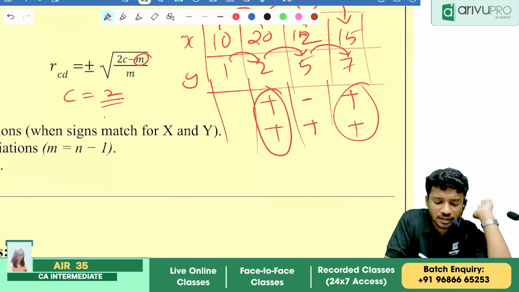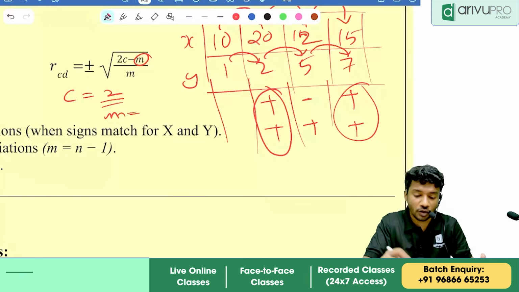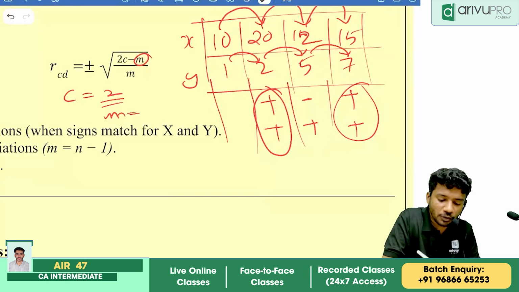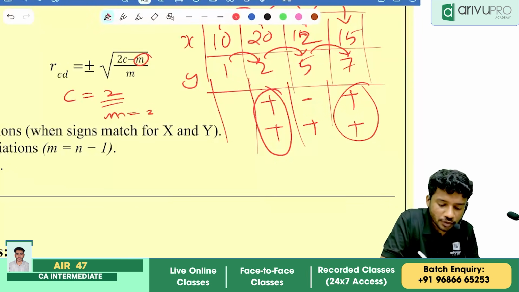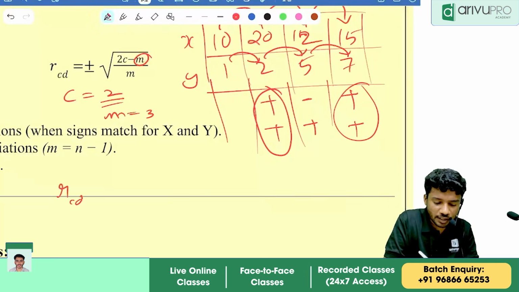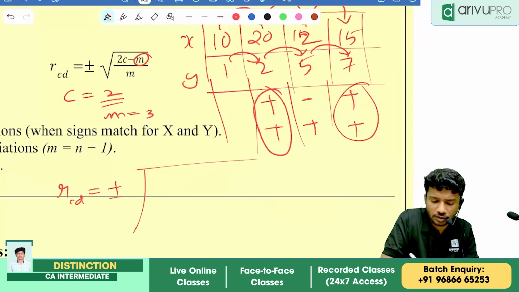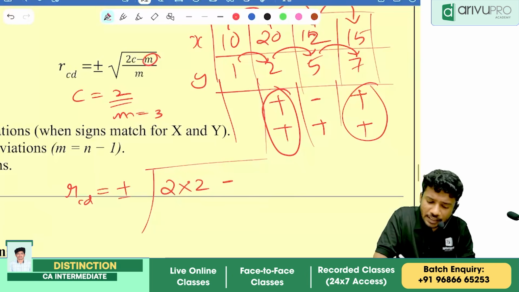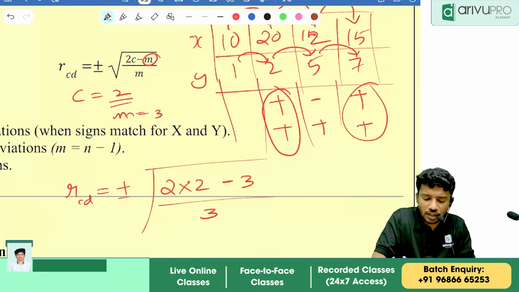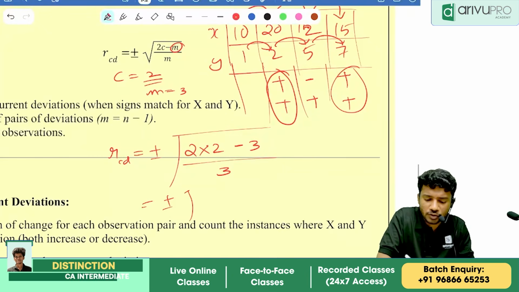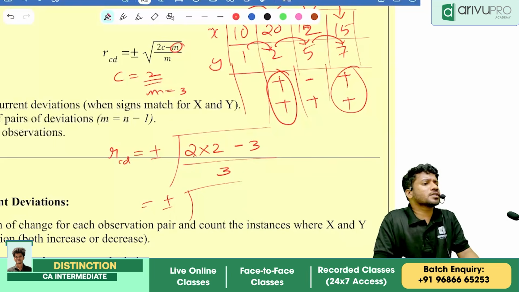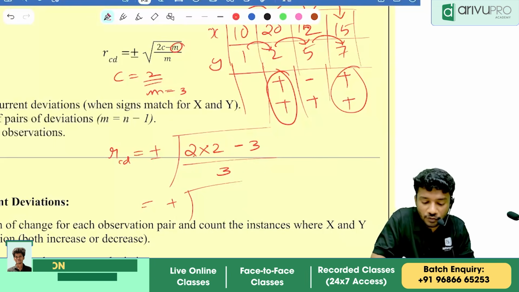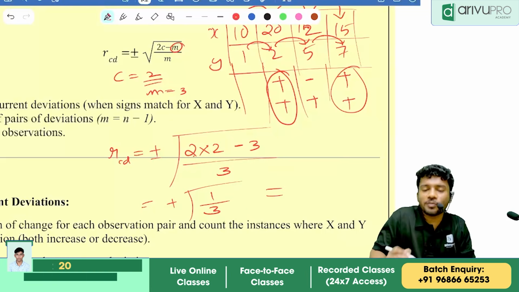Then m is nothing but the total number of deviations. How many deviations are there in total? 1, 2, 3. That means m is equal to 3. Then substitute and get me the answer. rCD is equal to plus or minus root of plus or minus (2C minus m) divided by m, which is plus or minus root of (4 minus 3) divided by 3. How much is 4 minus 3? 1, which is a positive value, right? So you will put a positive sign over here. 1 divided by 3. How much is the answer, people?